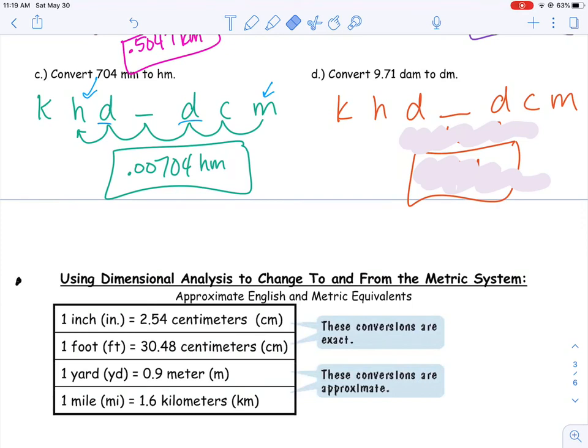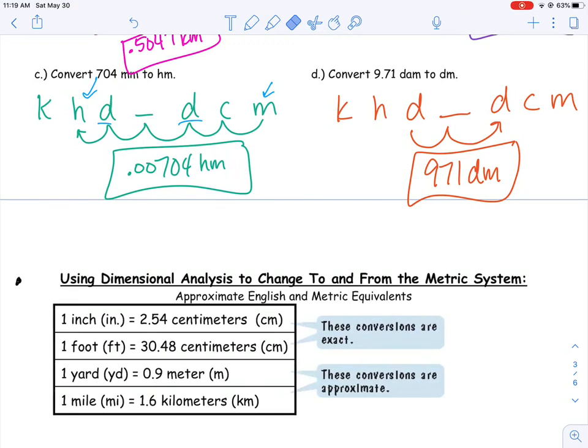We started at decameters and we want to get to decimeters. So how many times do we have to move? Well, decameters are the first one, and we want to move it 1, 2 to the right to get to decimeters. And so 9.71 decameters is the same thing as 971 decimeters.